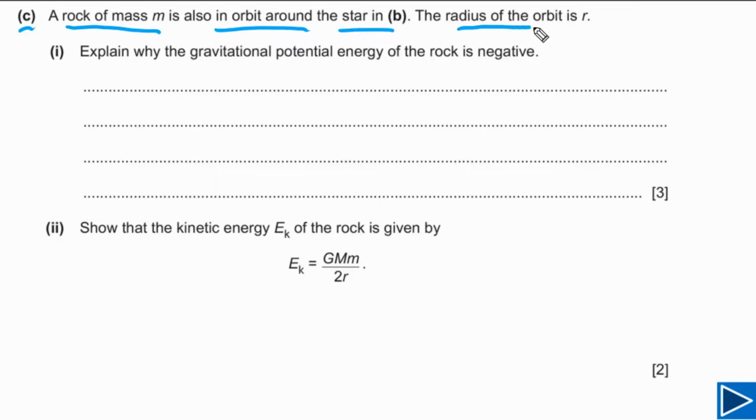a star in B. The radius of the orbit is r. Explain why the gravitational potential energy of the rock is negative. This is a very common question, so simply we can understand.